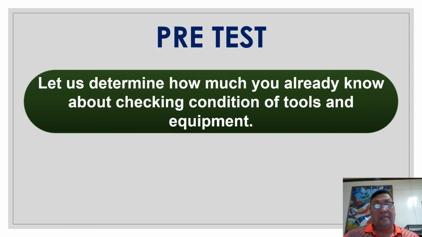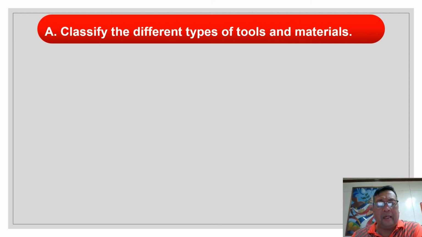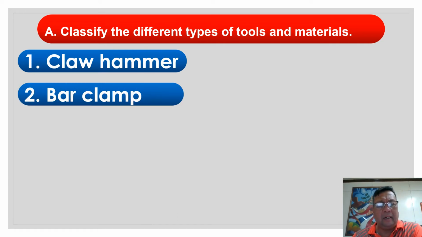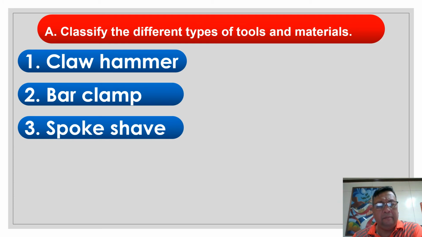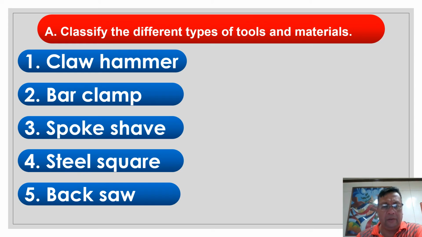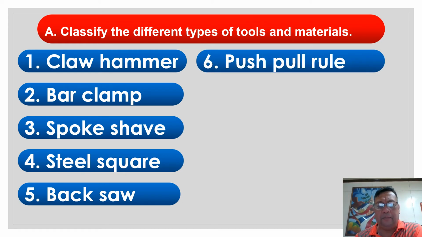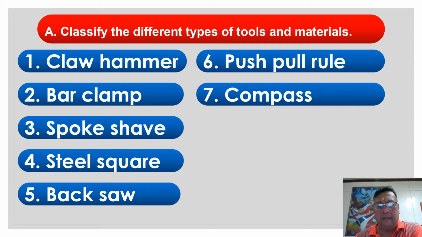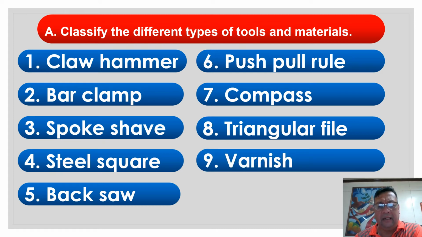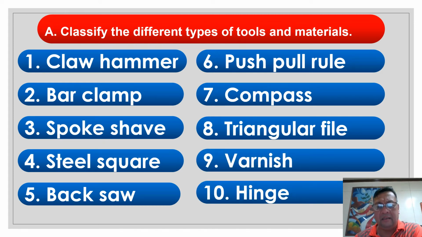Pre-test. Let us determine how much you already know about checking condition of tools and equipment. Classify the different types of tools and materials. 1. Claw hammer. 2. Bar clamp. 3. Spoke shave. 4. Steel square. 5. Backsaw. 6. Push-pull rule. 7. Compass. 8. Triangular file. 9. Varnish. 10. Hinge. I'm going to give you 2 minutes to answer.